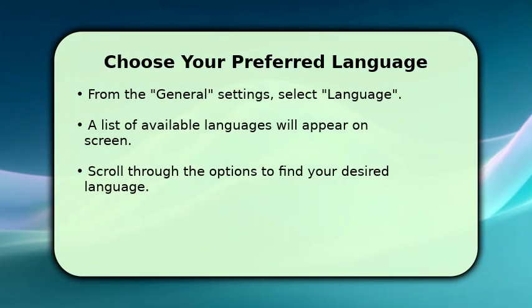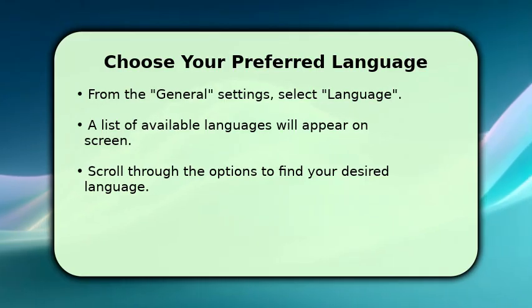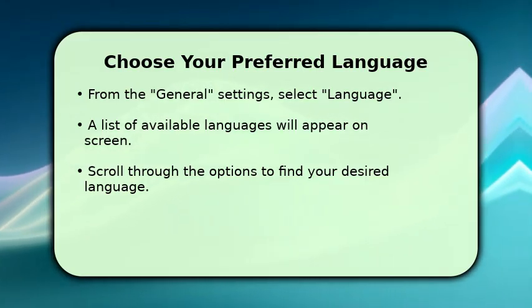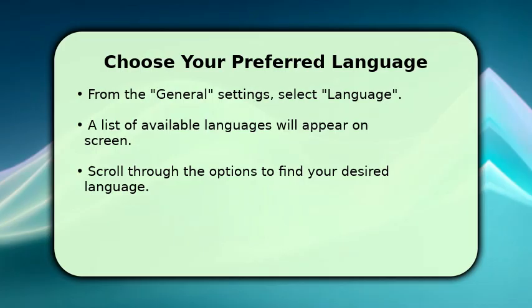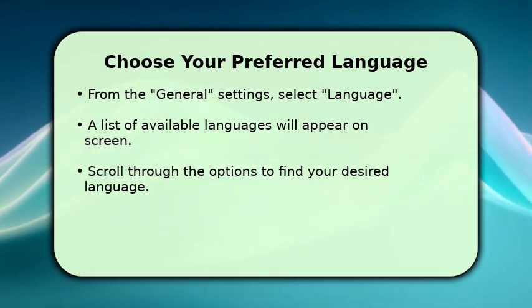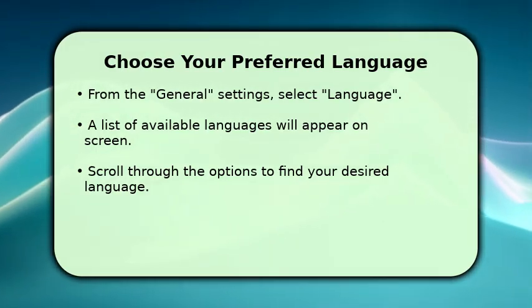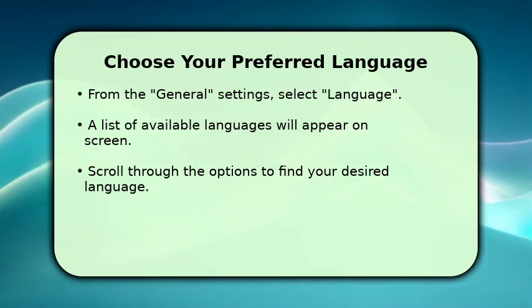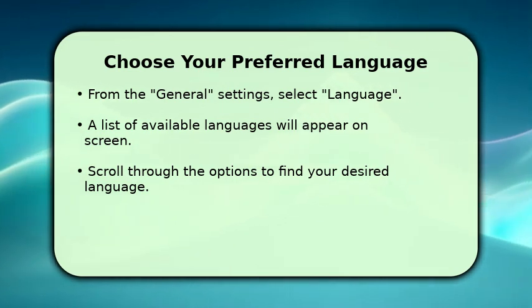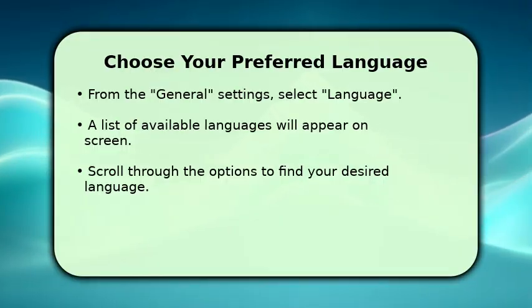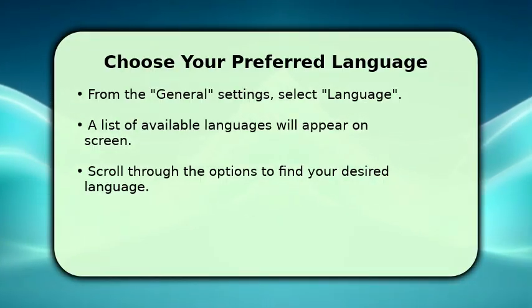Now that you are in the General settings, look for and select the language option. This action will display a comprehensive list of all available languages for your Kia Sportage system. Take a moment to scroll through these options until you find the language you wish to use. Once you've located it, simply tap on your preferred language to make your selection.